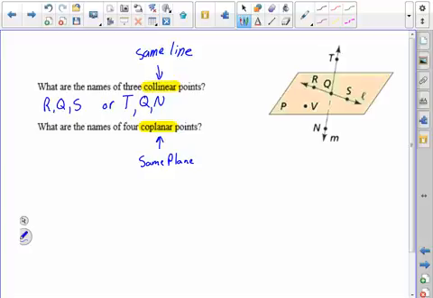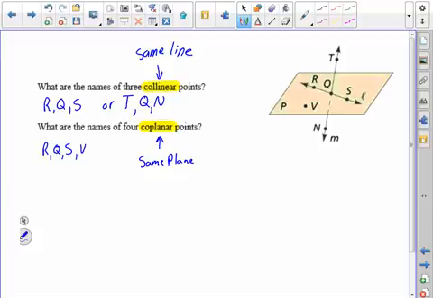So what are the names of 4 coplanar points? Well, this one we're going to limit to just what we see right now, and I can say, well, I have points R, Q, S, and V. Those 4 points are on the same plane.